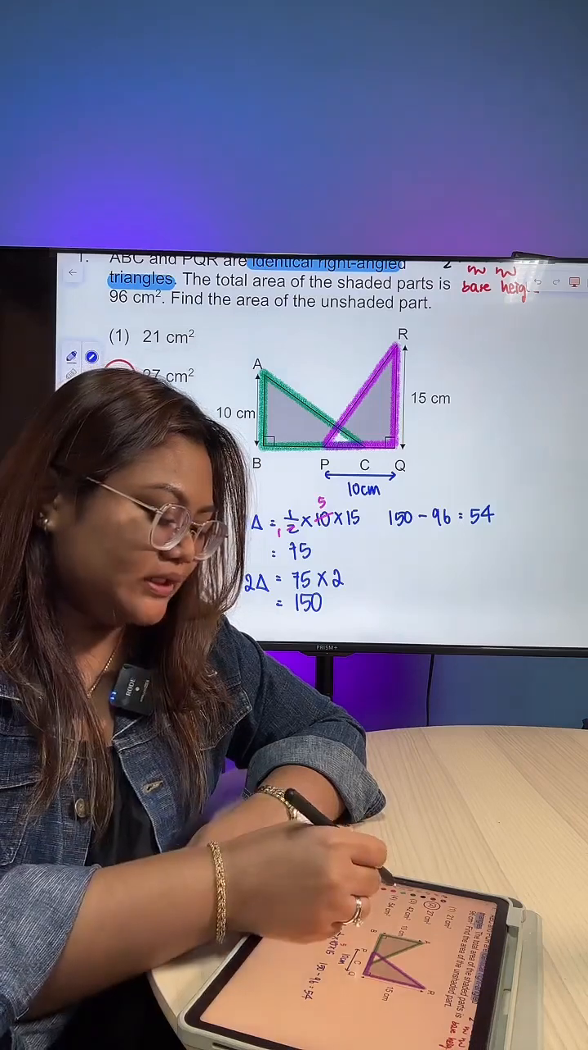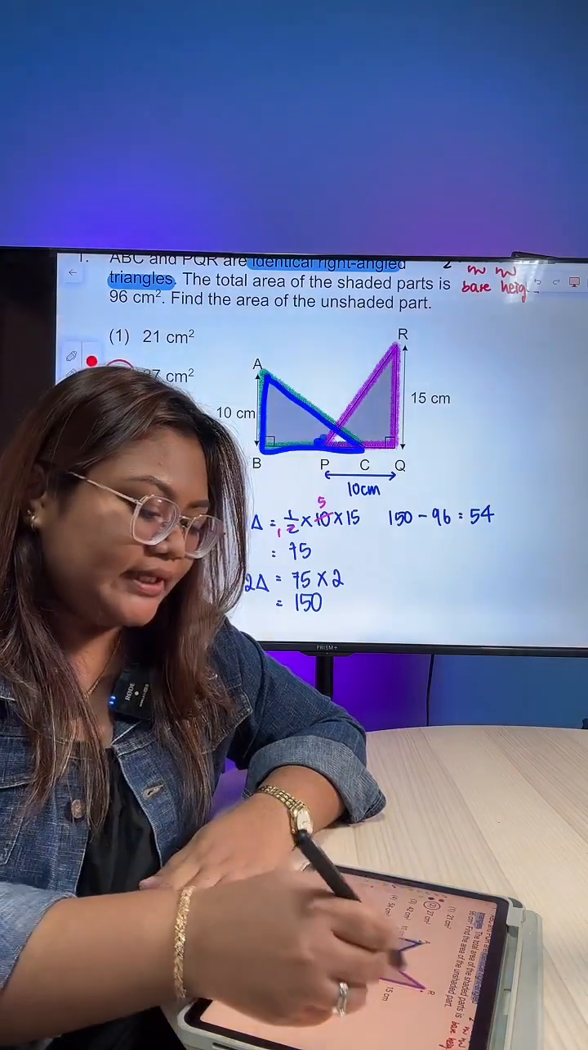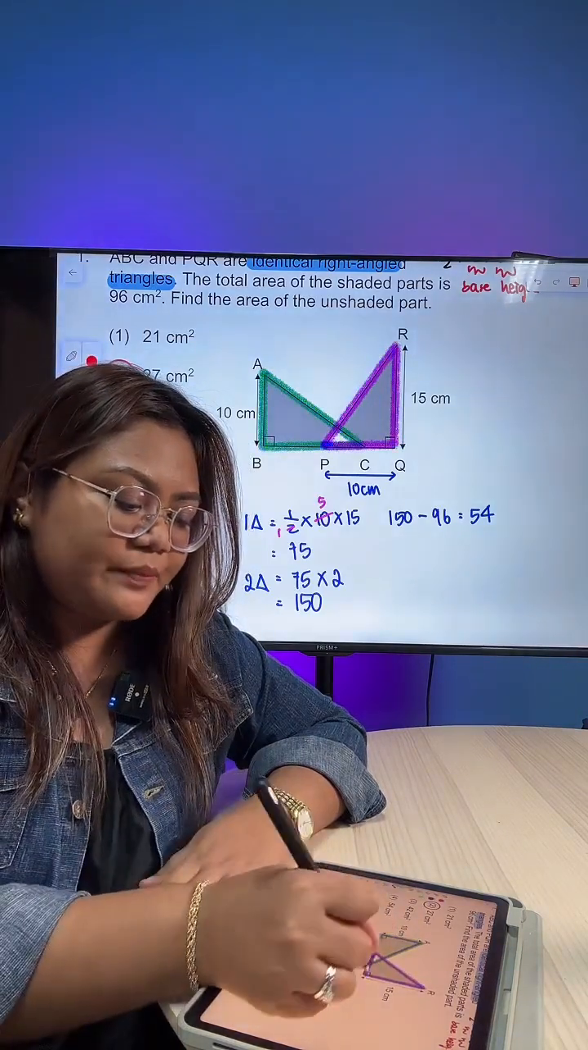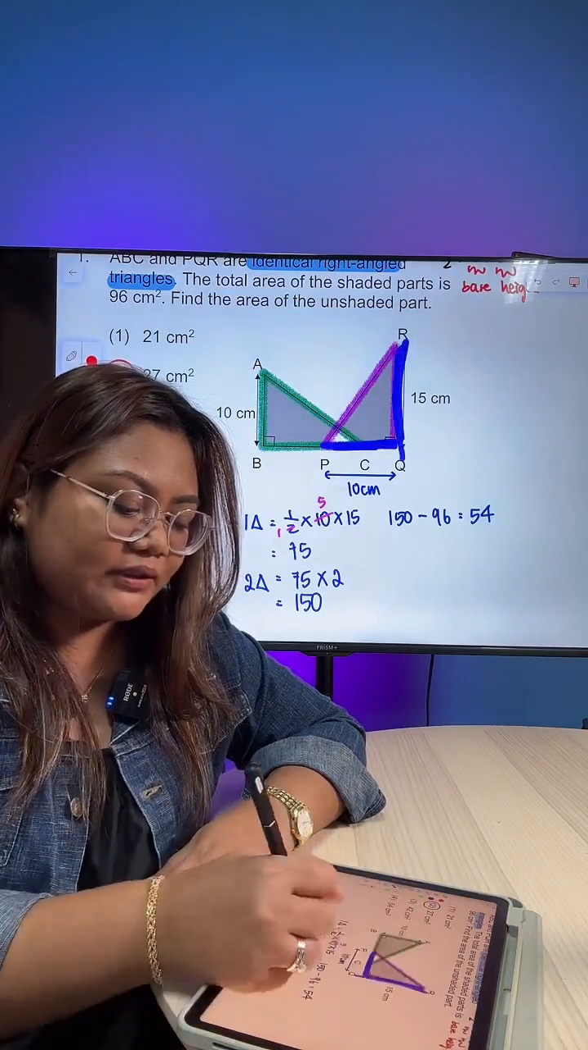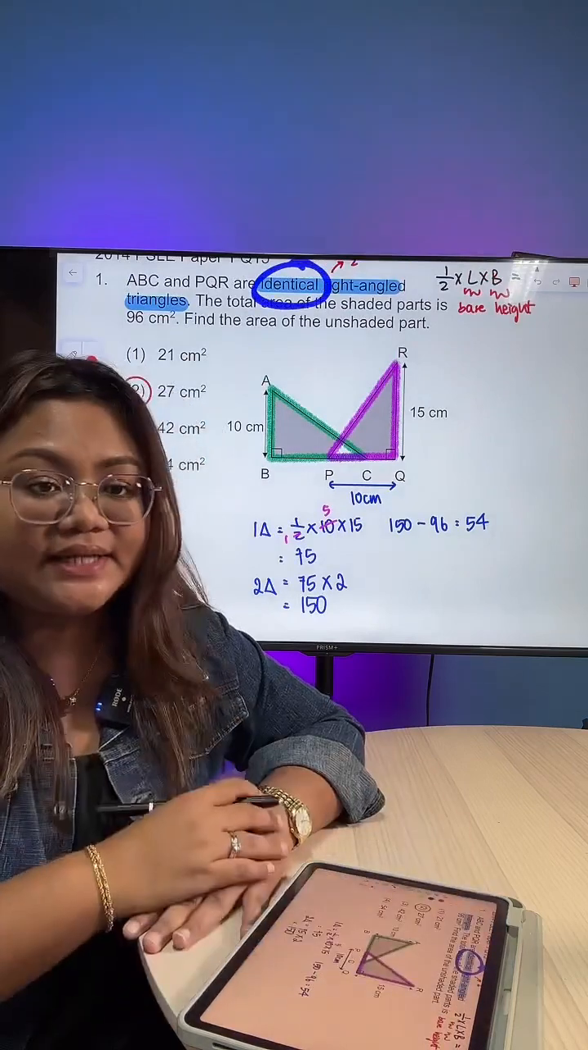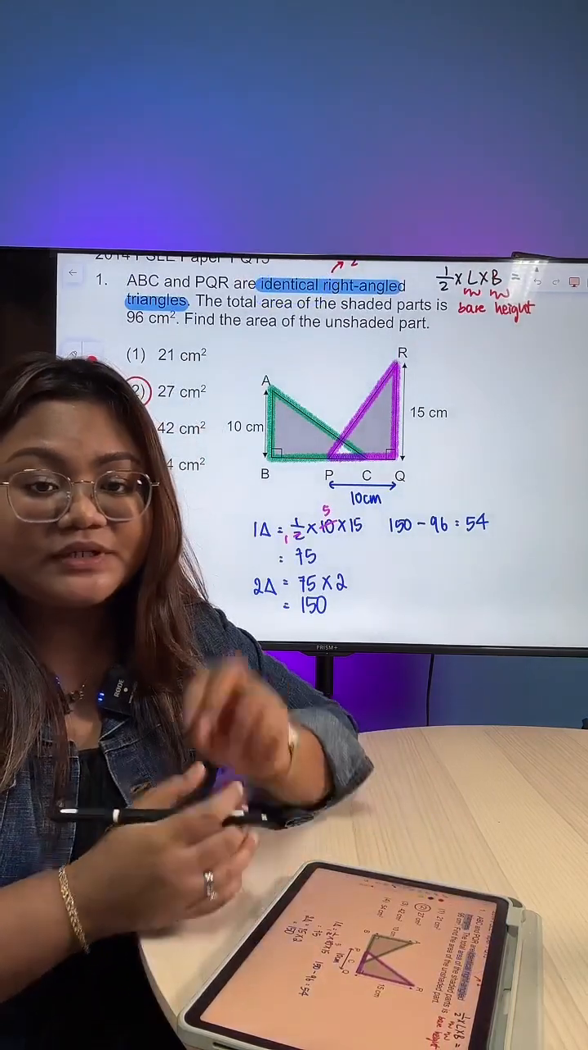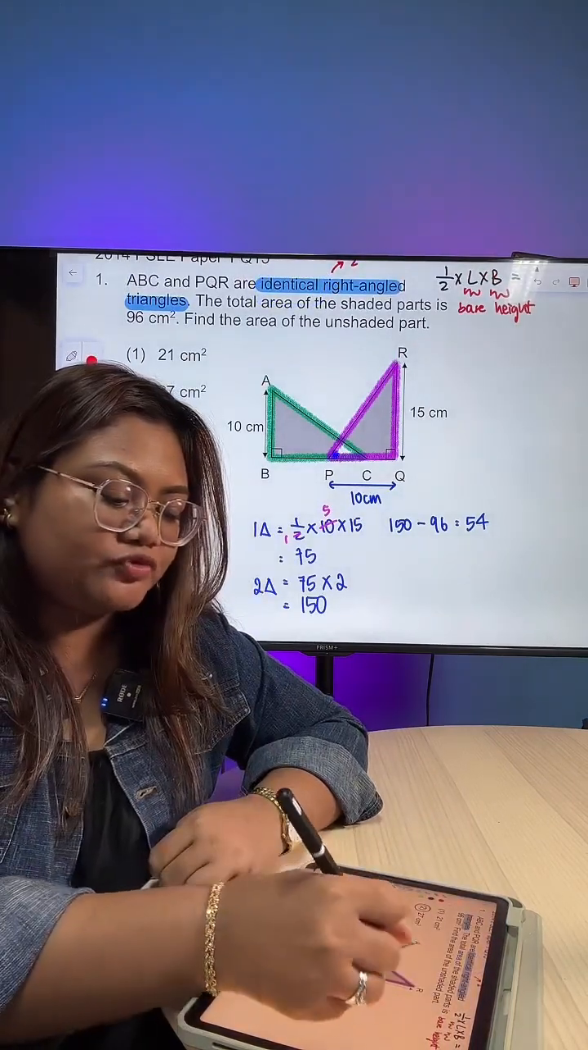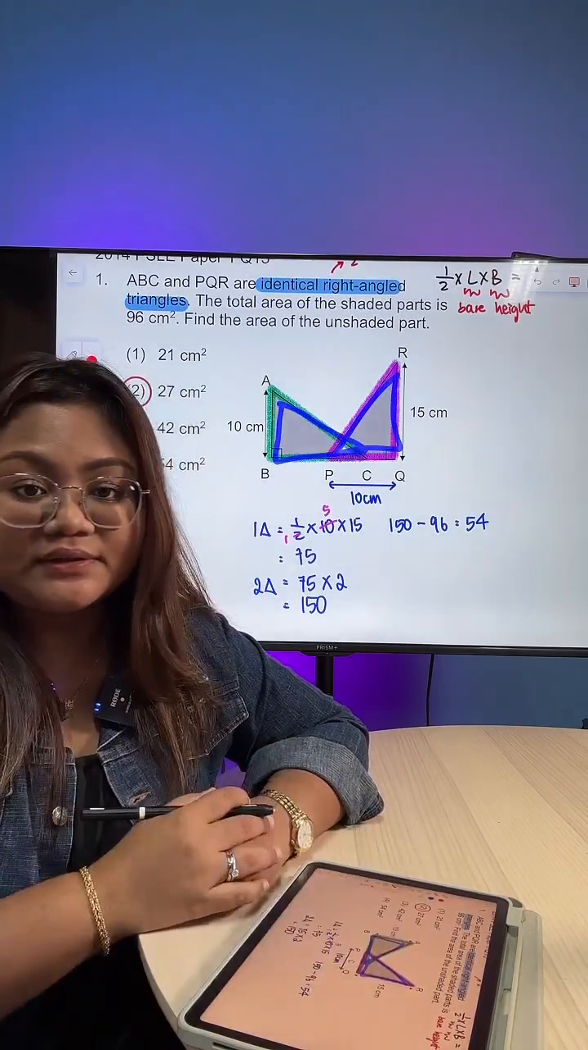Okay, what two triangles? The two triangles are the green one and the purple one. Half times base times height, and I multiply by 2 because they are identical. In the question, it says identical. Got it? So that's why I have two triangles.